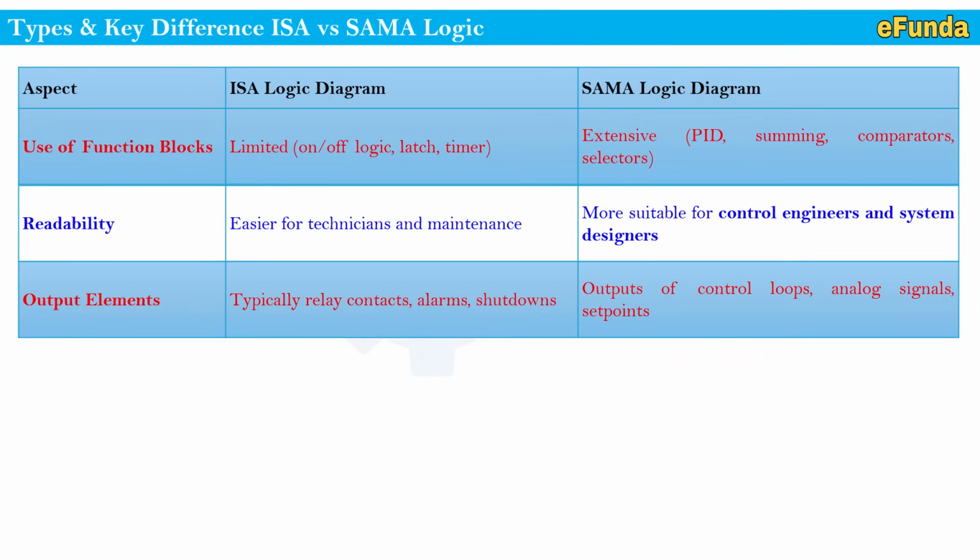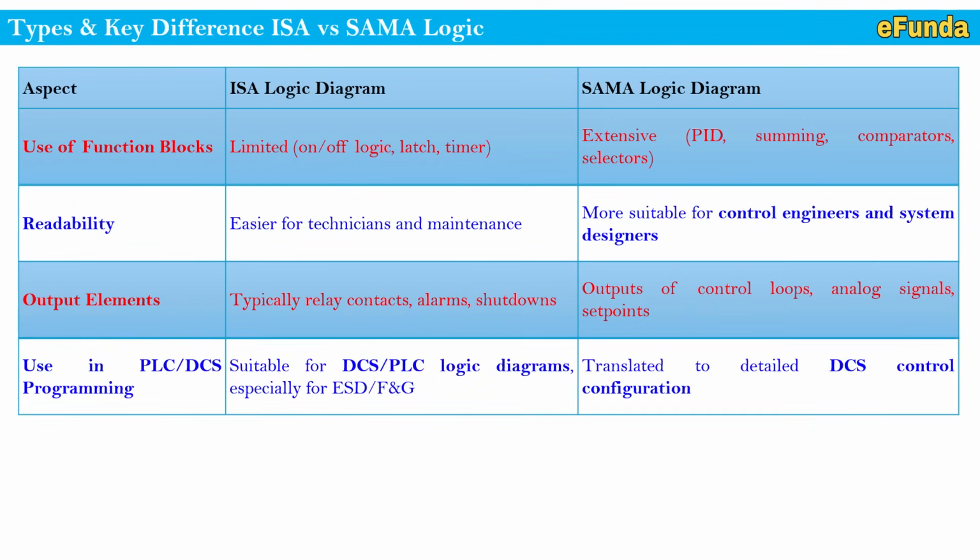is the output of control loops, that is analog signal, set point, etc. Used in PLC DCS programming: ISA logic is suitable for DCS PLC logic diagrams, especially for ESD and F&G type applications, whereas SAMA logic is translated to the detailed DCS control configuration. This is how we try to differentiate between an ISA logic diagram and a SAMA logic diagram.